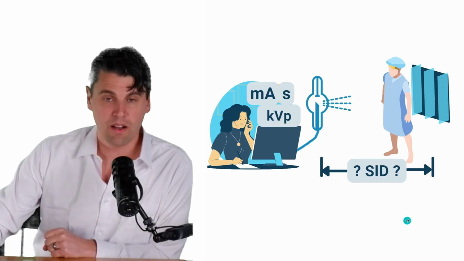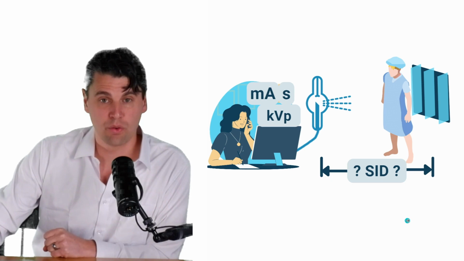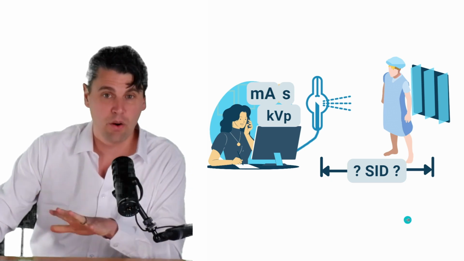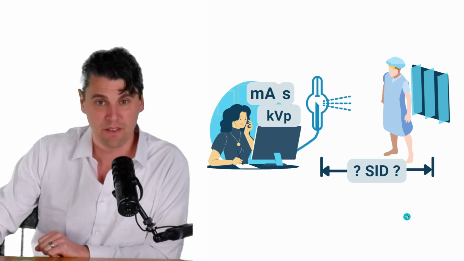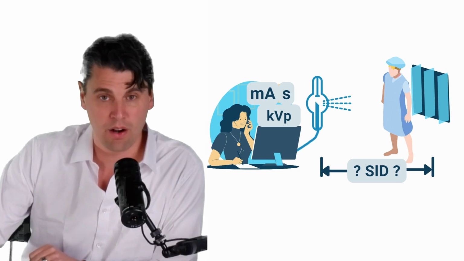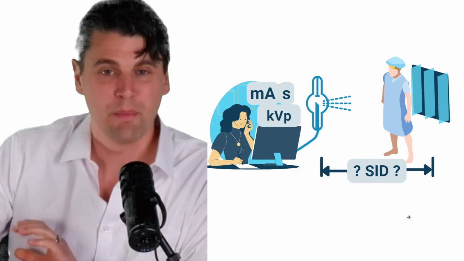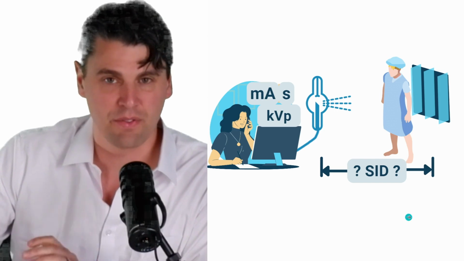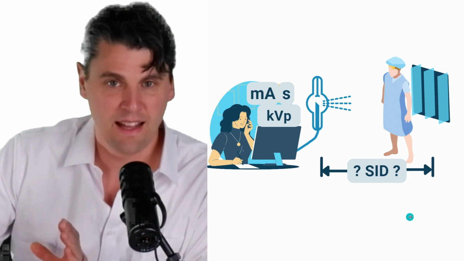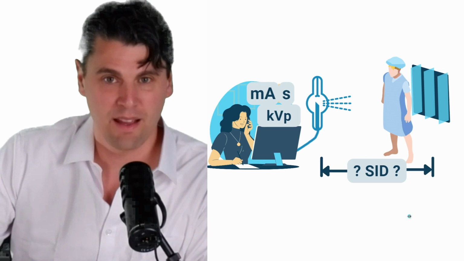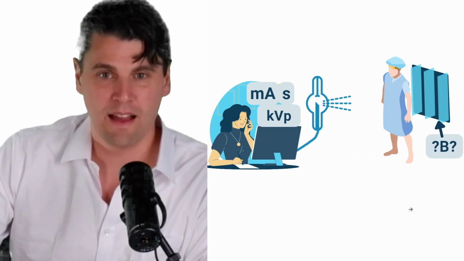We also talked about the SID, the source to image distance. In X-ray, that's really a big concern because we have our 1 over r squared. In CT, luckily, we don't have to worry about it because the SID doesn't change from acquisition to acquisition. On CT, that is kept constant, so don't worry about that one.